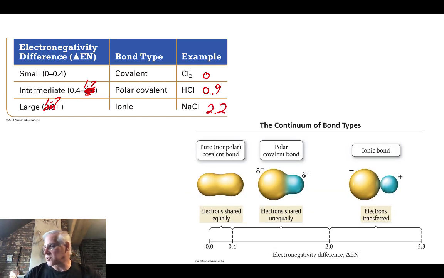And so again, let's change a number here in this little table. Again, I like this table, but it comes from a different book. So if we change that to 1.7, so here between 0.0 and 0.4, the difference in electronegativity is fairly small, and so we say that those electrons are shared equally. Between 0.4 and 1.7, those electrons are being shared, but they are not being shared equally.